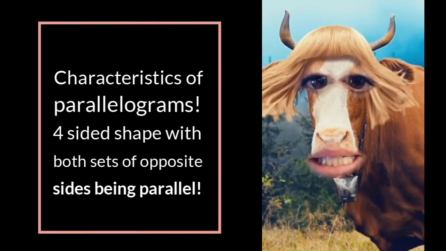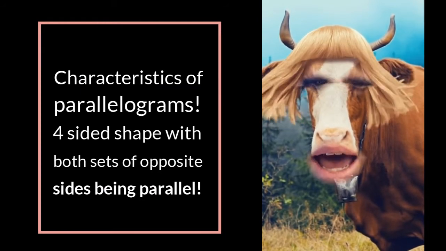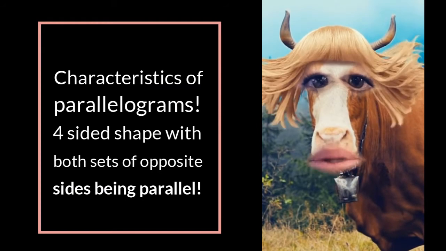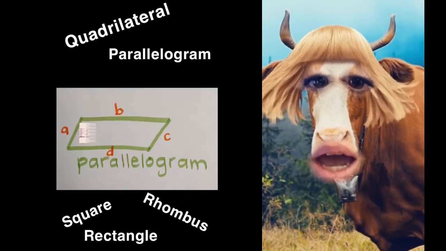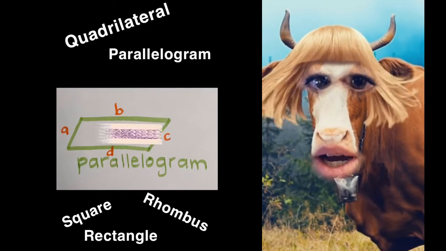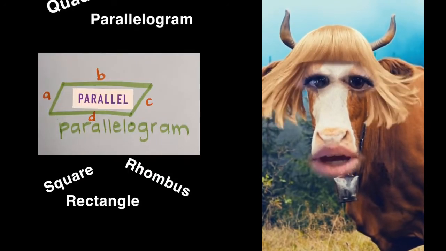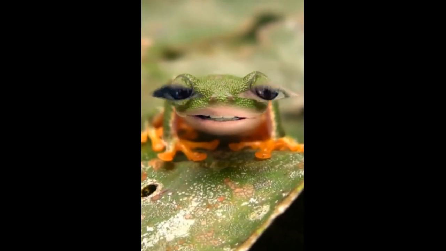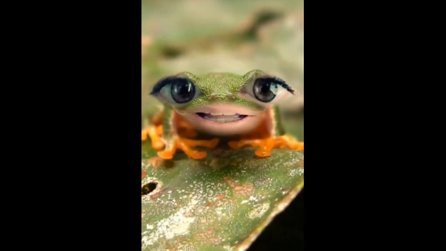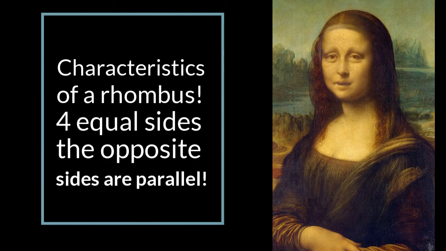The next shape is a parallelogram. So parallelograms just need to have four sides, and their opposite sides are both parallel lines. So a square can be a parallelogram, a rectangle can be a parallelogram, and a rhombus can be a parallelogram too. Parallelogram, yes.